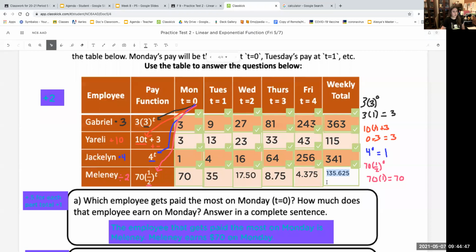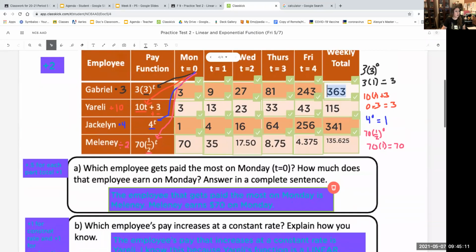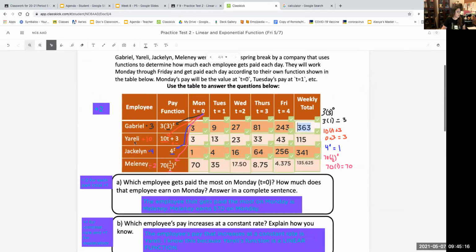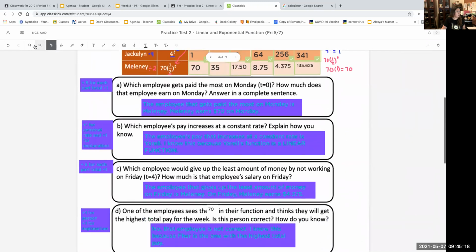So who makes more money? Give me their letter. Who makes more money? Gabriel does. Yeah. So, which is different because it used to be the person that was here that made the most. So be careful. The position isn't always the same, except for the one that has the fraction. We always know that that's the one that's going to have most of these answers.